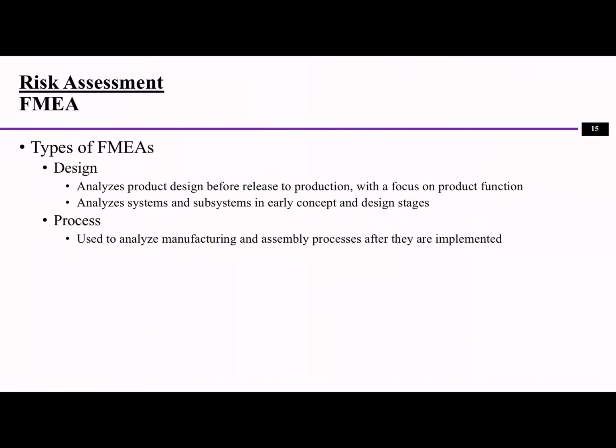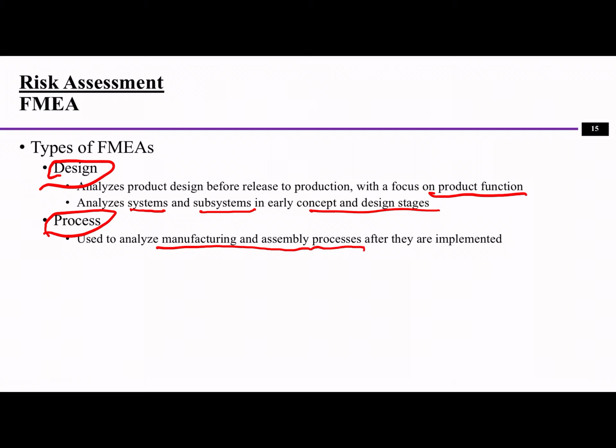And so the type of FMEA is mainly either related to design or process. For the design, mainly we conduct the FMEA before the product design is released to production. So mainly we want to focus on the product function. It also analyzes the systems and subsystems in early concept or design stages. While if we are looking at the processes, mainly we are looking at either a manufacturing or assembly process, after they are implemented.